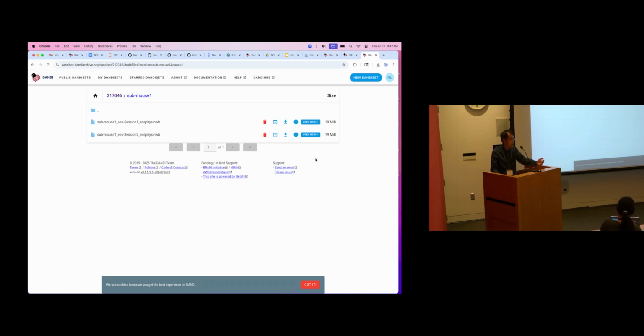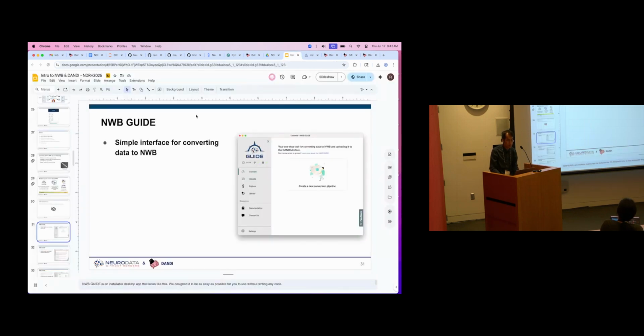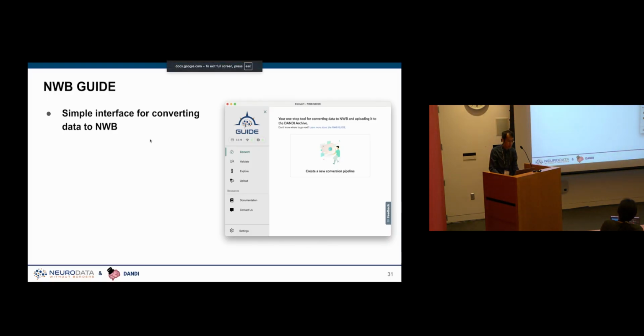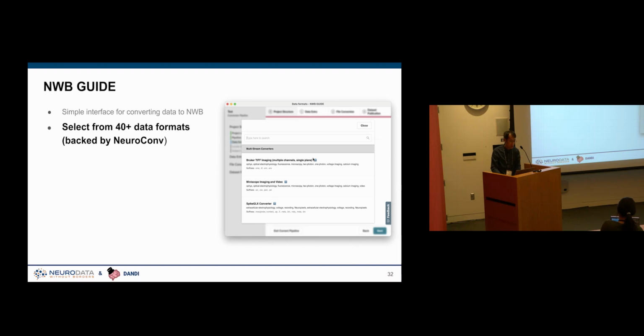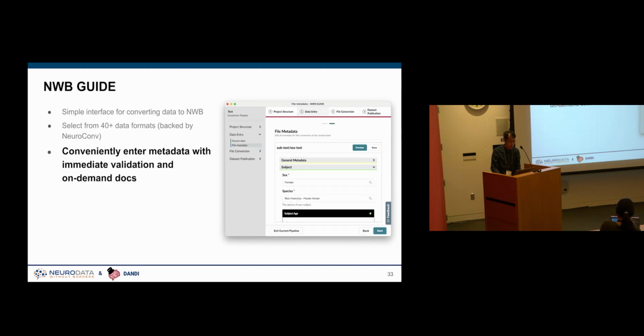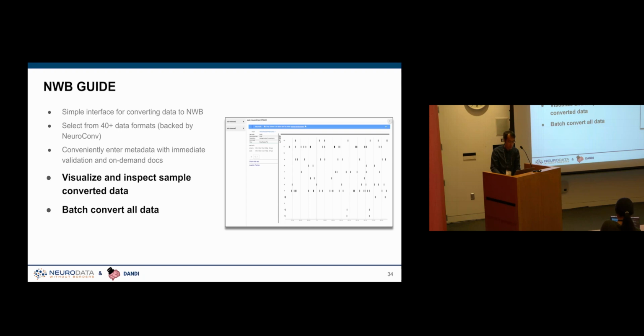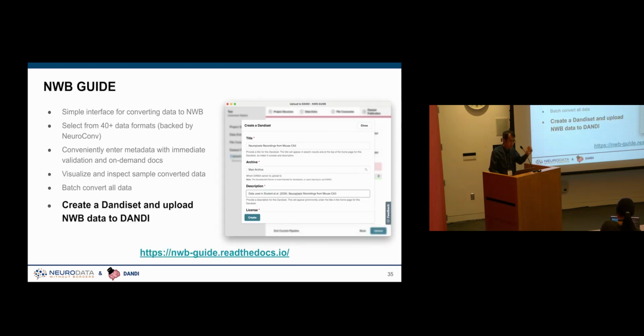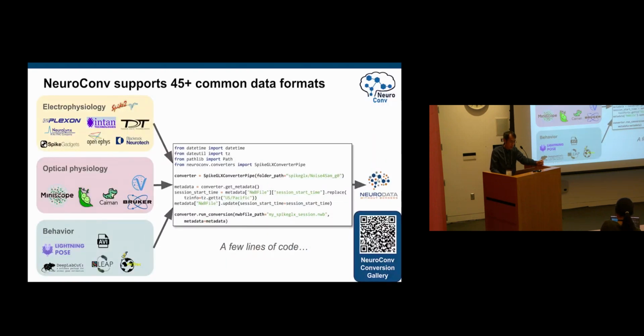Okay. Any other questions on this part, on just guide? All right, so just to recap, guide provides a simple interface, converting data, supports 40 plus formats, enter metadata, and it's validated on demand or immediately, and you can get the documentation. Use NeuroSift to visualize it, and batch convert everything, and then you can upload directly to Dandy. If guide doesn't work for you, for whatever reason, there are quirks with different operating systems and requirements that some formats don't work on some systems.